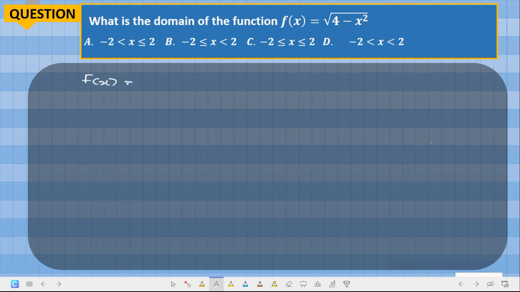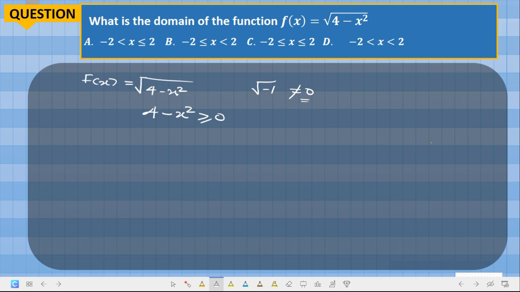if f of s is equal to the root of 4 minus s squared, what is the domain? Now the domain is all input values that will make everything in the root defined, and that value must be greater than or equal to 0. Anything that makes it something like root of minus 1, this is what? Not defined. It's a complex number, it's not defined. So that value must be greater than or equal to what? 0 for this to be the domain.